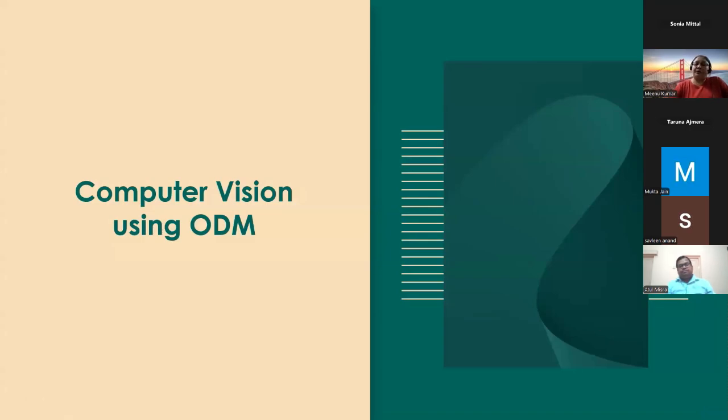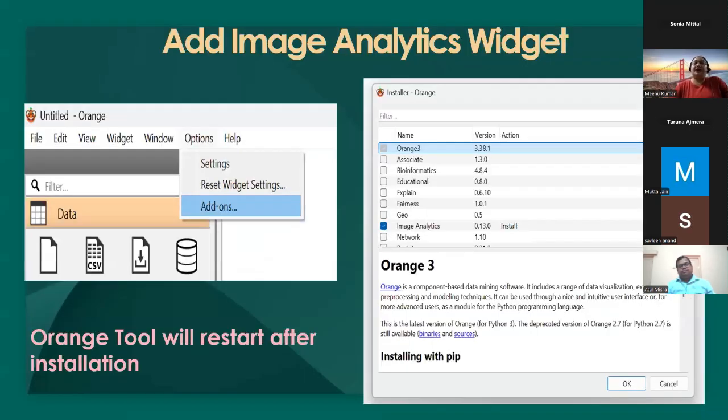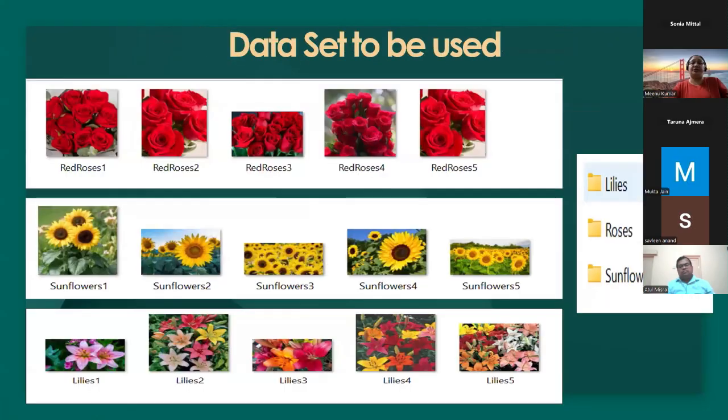And now we come to computer vision. In computer vision, again, you have to add the image analytics widget. So here again, you go to options, click on add-ons. You will be getting the image analytics widget, and then click on OK. Again, once the installation is over, the Orange tool will restart. Now in this, you have to create a data set if it is not available.